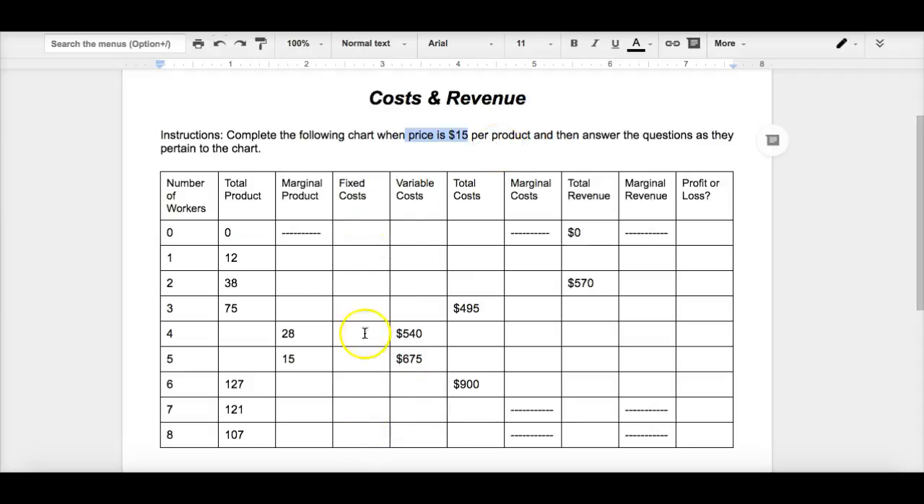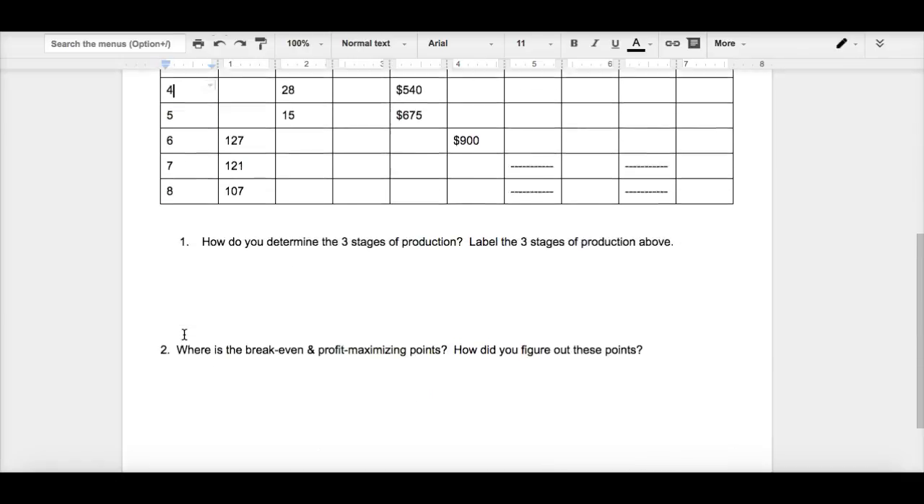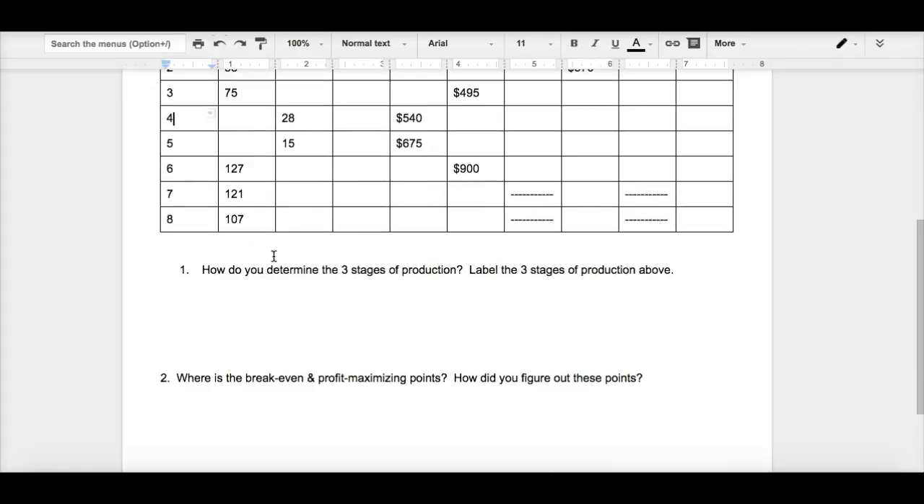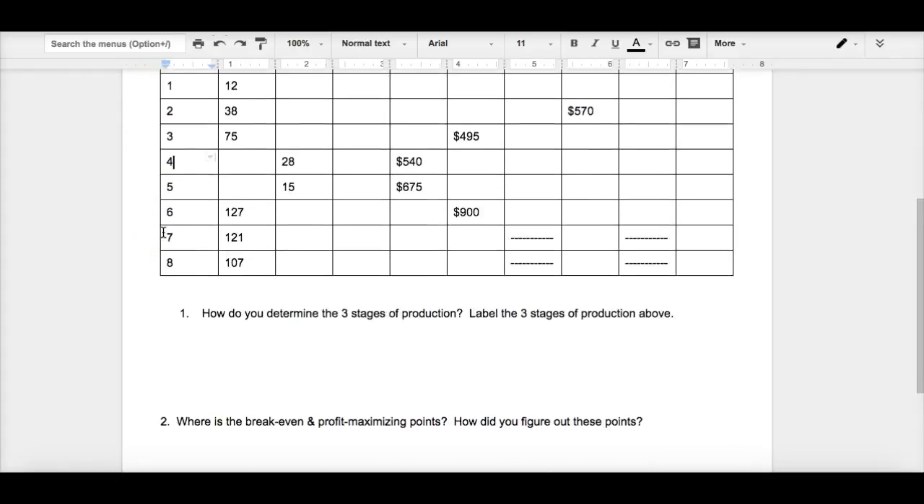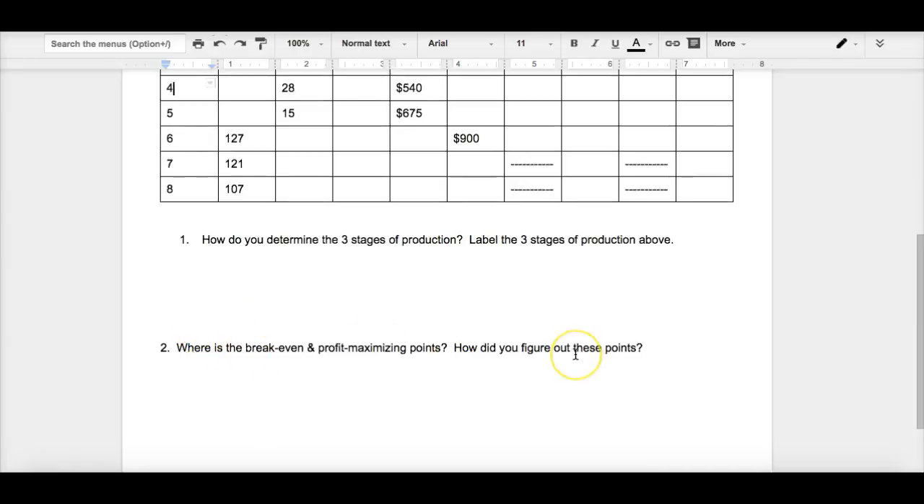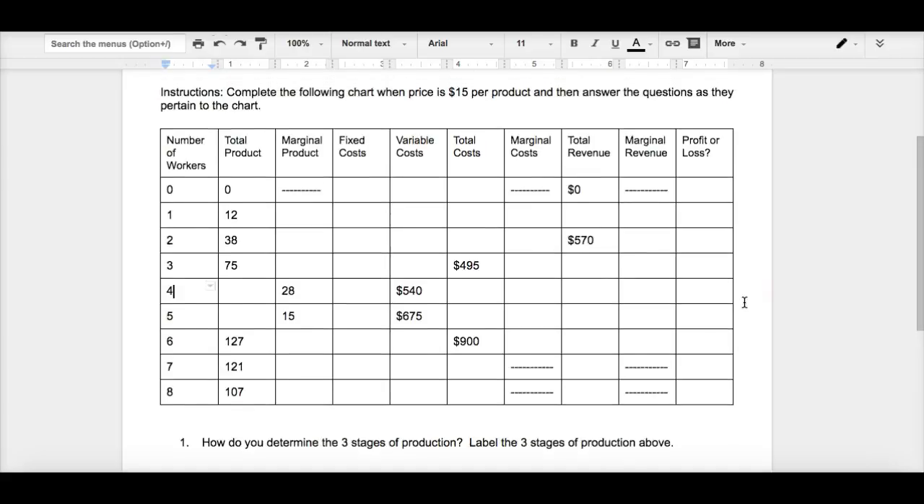So yes, you do have to figure out your fixed costs. And remember, if you think, I don't know what my fixed cost is, I can't figure that out, start with variable costs. 540 is how much we're paying for workers. How much are we paying one worker? Work through that. The last 2 at the bottom are questions that you need to do. Label the 3 stages of production on the left, just like we practiced before, and then label what the break-even point and the profit maximizing point is.